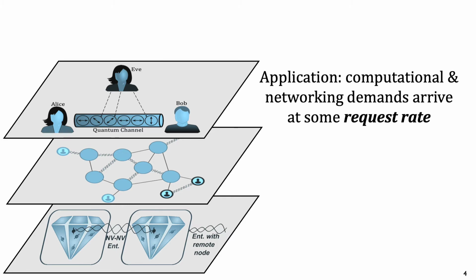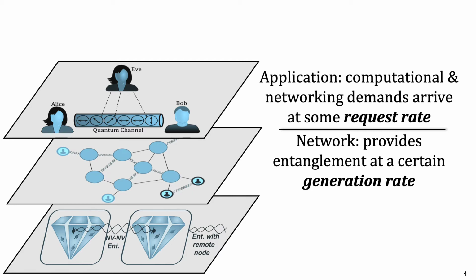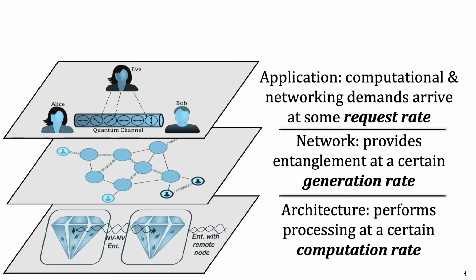The application demands both computational as well as entanglement or networking tasks, which arrive at some request rate. The network services the networking demands by providing entanglement, which is created at some successful entanglement generation rate. The architecture services the computational demands at some rate of computation.